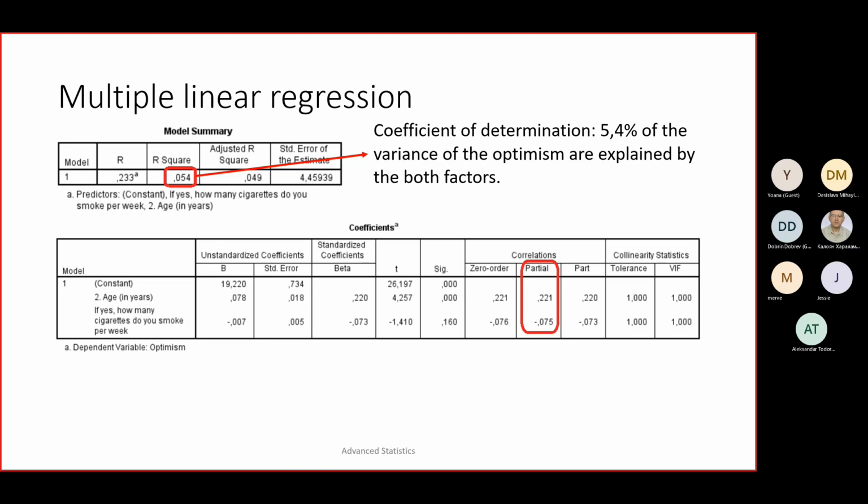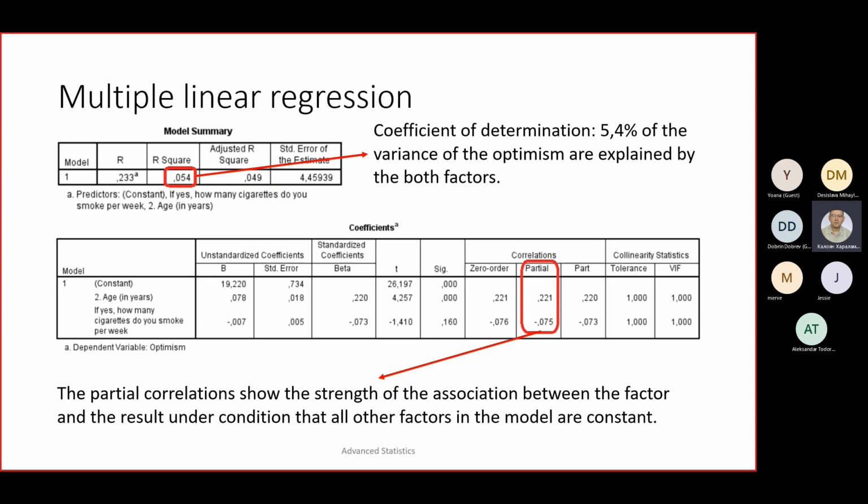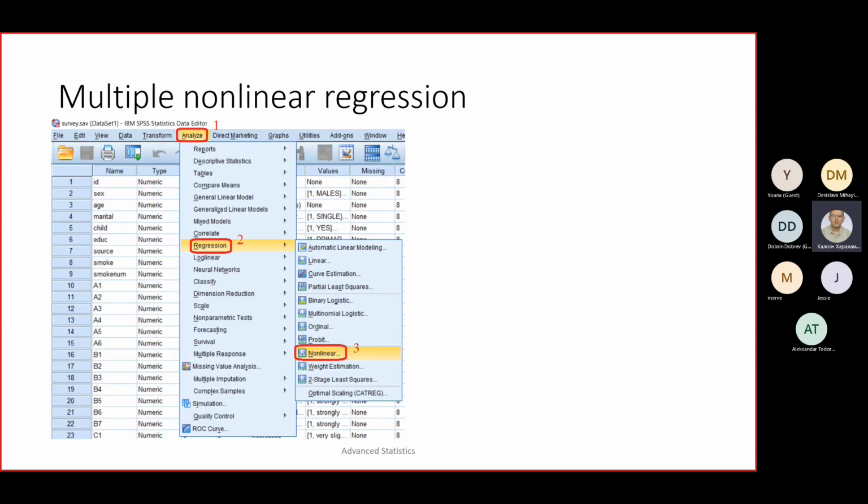So the correlation between age and optimism is 0.22 under condition that number of cigarettes per week is constant. And also the correlation between number of cigarettes per week and optimism is minus 0.08 under condition that age is constant. So this is the interpretation of these coefficients.